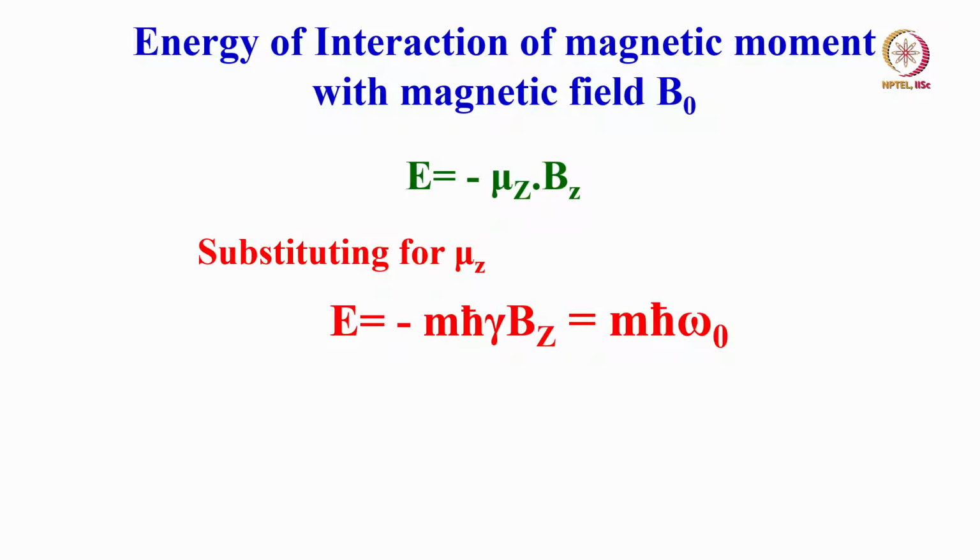Now, substitute for mu z. We already worked out what mu z is. Mu z equal to m into h cross into gamma. That is what we worked out already. Substitute that, and this can be equated to m into h cross into omega naught. What I did, gamma into Bz, I replaced by a term called omega naught, an angular frequency, where the minus sign is also included. Omega naught is equal to minus gamma Bz. So, I replace it by omega naught equals minus gamma into Bz, and this is the energy of interaction.